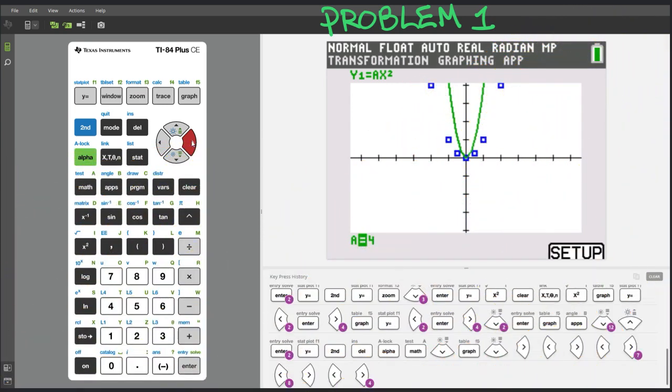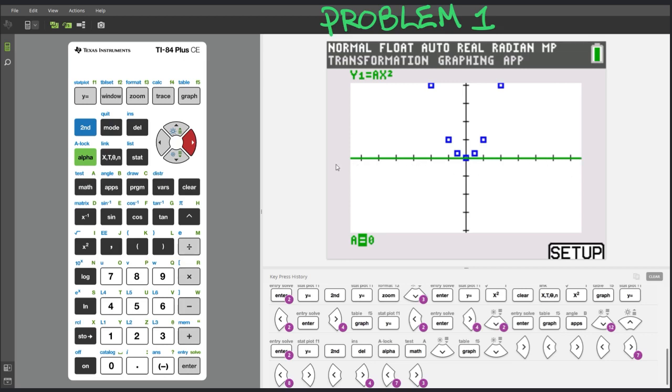Part C, what happens to the graph when a is a negative number? Okay, so let's change the a to negative. Aha! It goes below the x-axis. So I would call this a flip or a reflection. It's reflecting over the x-axis. And what happens when a is equal to 0? It becomes a straight line, a horizontal line. And the equation for this line is y equals 0.